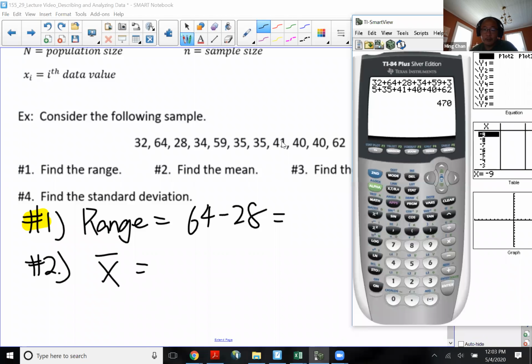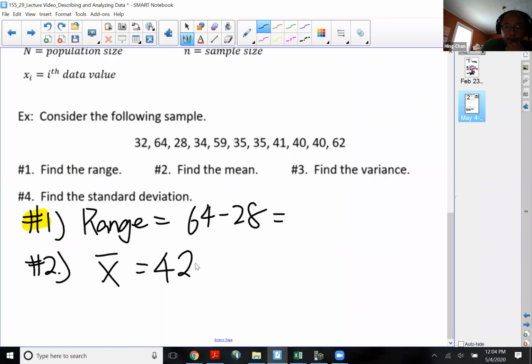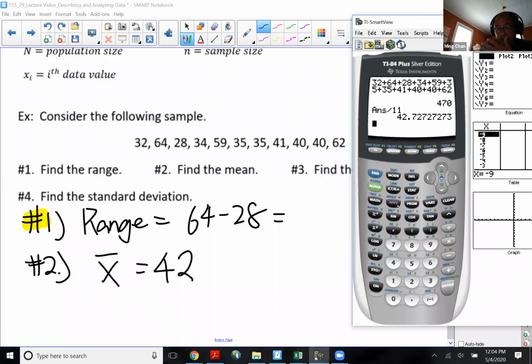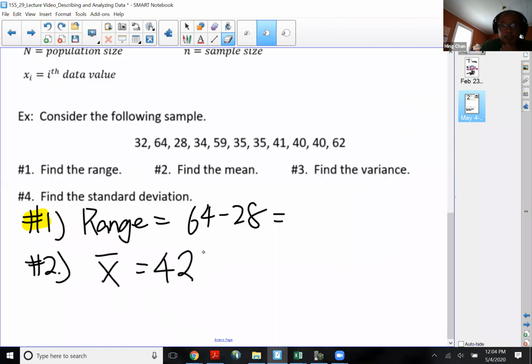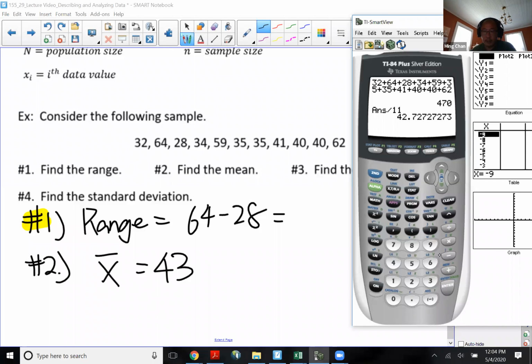1, 2, 3, 4, 5, 6, 7, 8, 9, 10, 11. Divided by 11, that's 42.73. Just for the convenience of my numbers, I'm going to round to the nearest whole number. Let's just say 43 for right now. My range, sorry about that, is 64 minus 28. My entire spread is 36 points.